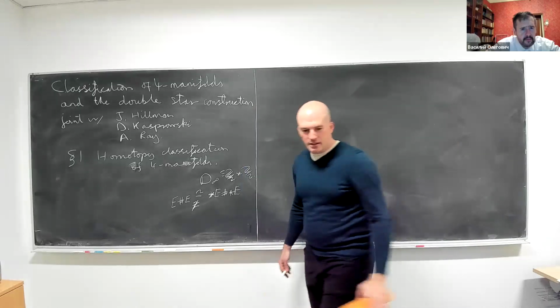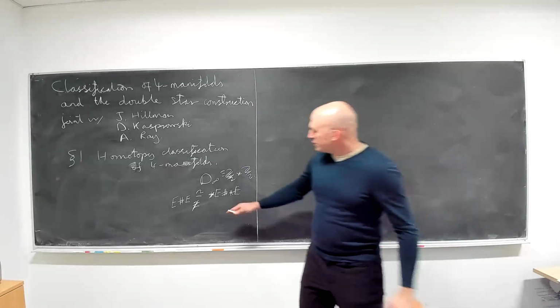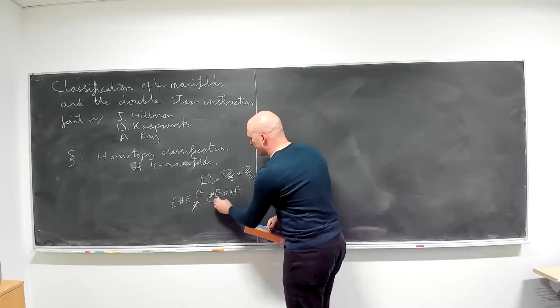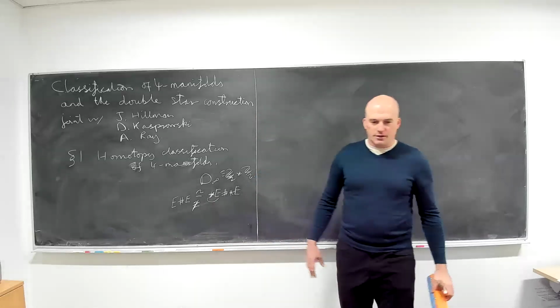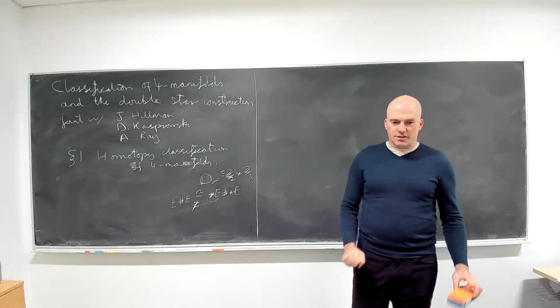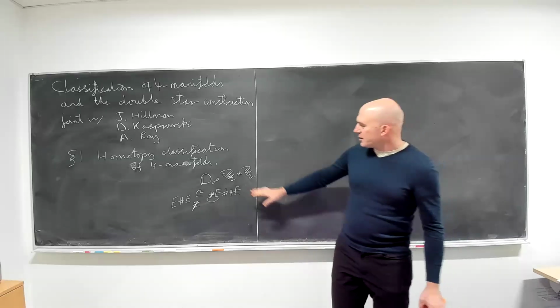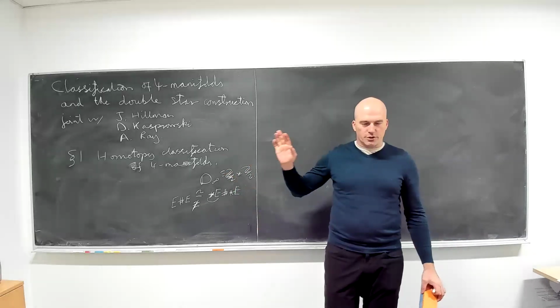Excuse me, and what is star? You should just think that star E is a different manifold that's homotopy equivalent but not homeomorphic to E. There's something called the star construction that gives you a new four manifold, and I'm going to tell you what that is. I'm just giving you an overview of what the talk is about.